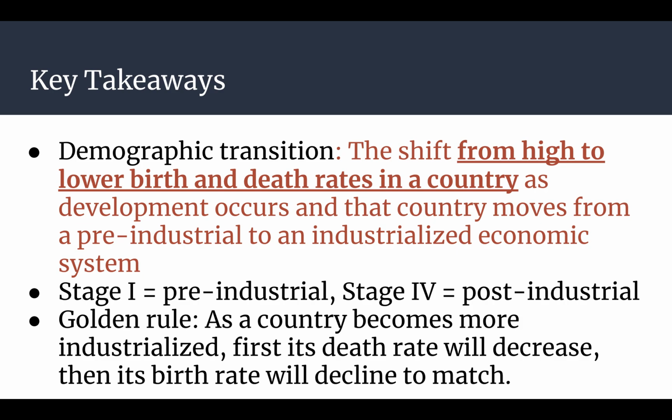Our golden rule, again, as a country becomes more industrialized over time, first its death rate will decrease, then its birth rate will decline to match. And if you can remember that golden rule, you can remember which line is which on the graph and what stage of a country means in terms of the birth and the death rate.